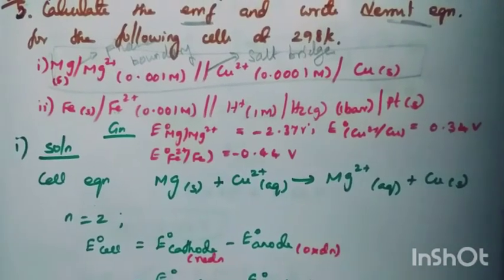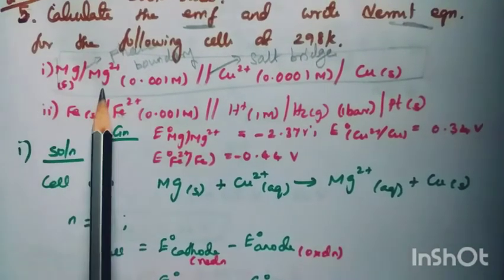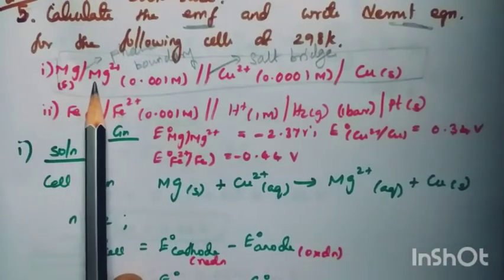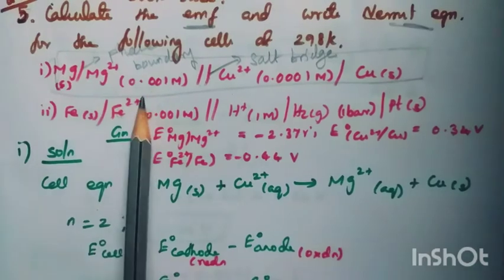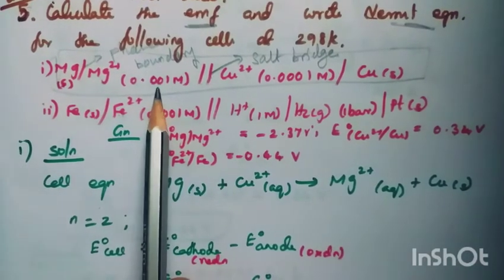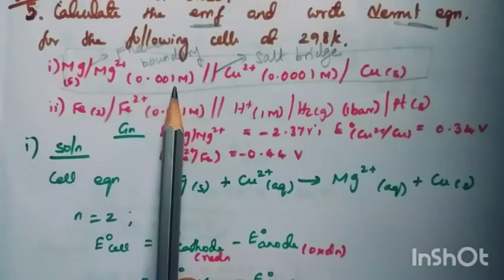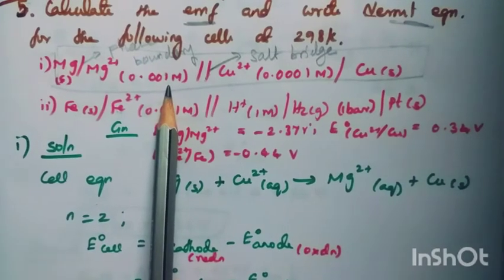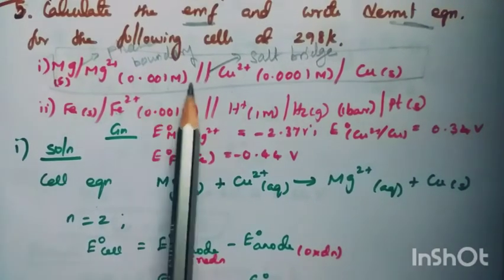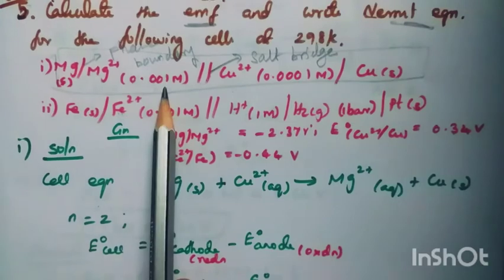Mg is converted to Mg2+ in one half cell. This is the oxidation reaction. Electrons are removed, and the Mg2+ concentration is written in the bracket, given before the salt bridge, as the ionic concentration.